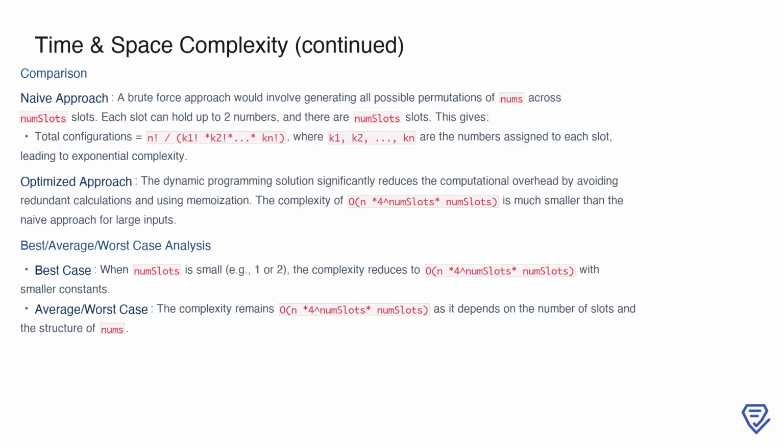In terms of edge cases, the best case occurs when num_slots is very small, such as 1 or 2, where the constants involved are reduced. However, the average and worst cases remain consistent with the derived complexity, as the exponential growth is tied to the number of slots and the structure of the input.